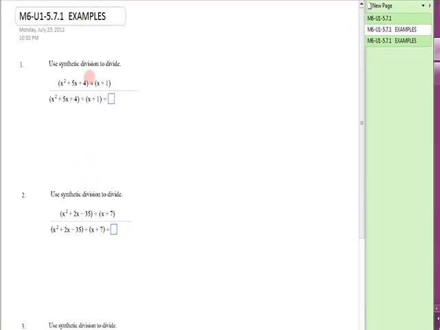Use synthetic division. All right, remember that we are going to change the sign of this divisor number. So that's going to become a negative 1. Upside down backwards division box. I'm going to write down the coefficients. Coefficient of x squared is 1. The coefficient of x is 5. The constant is 4. I'm going to leave a space for writing and draw a line.